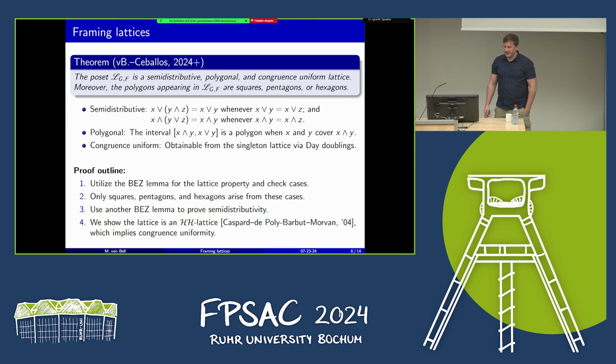show up. And then you can prove semi-distributivity by another kind of these BEZ-type lemmas, and then also show that it's an HH lattice as defined by Caspard, Le Conte de Poly-Barbut, and Morvan. And that just means that you should put a certain type of labeling on the edge set of the Hasse diagram, and then it implies congruence uniformity if you have some other conditions with it.